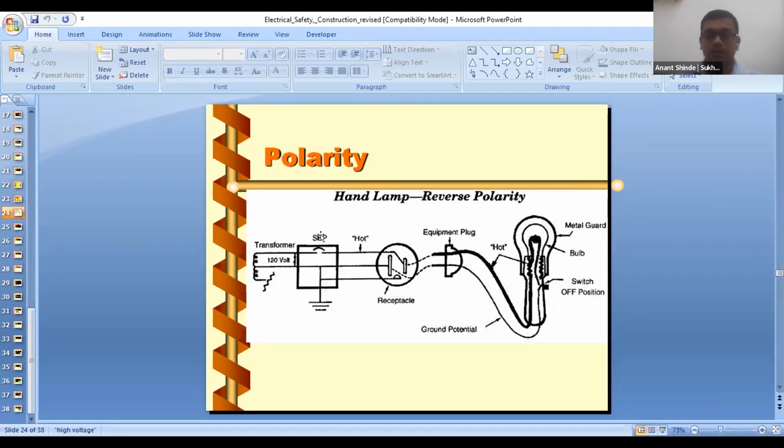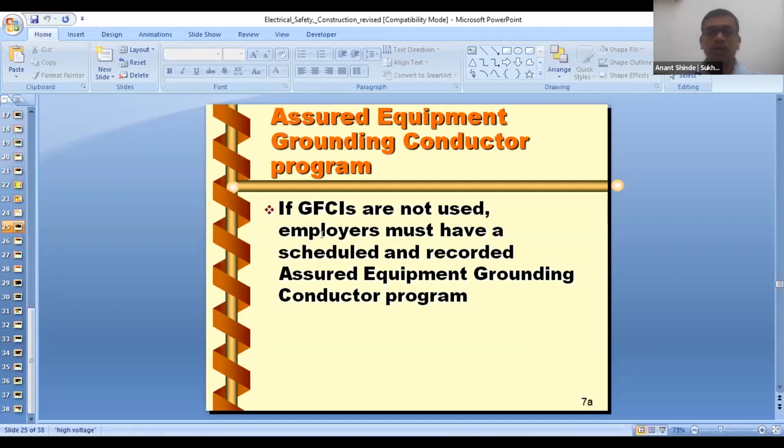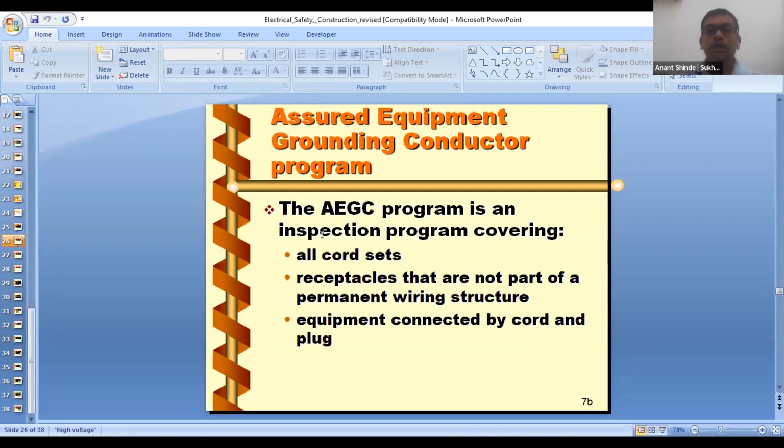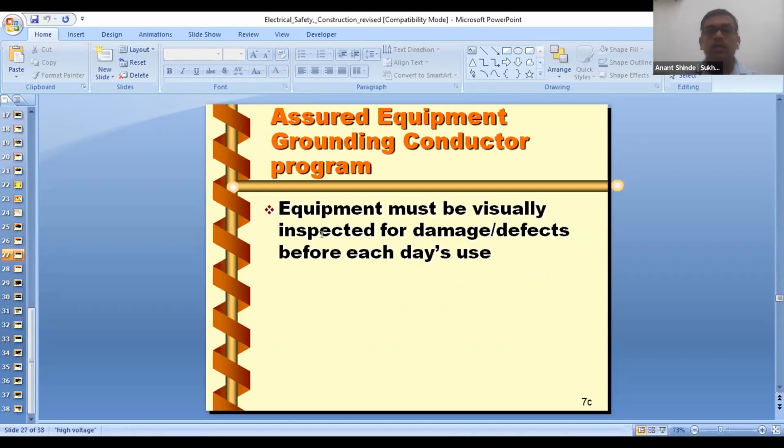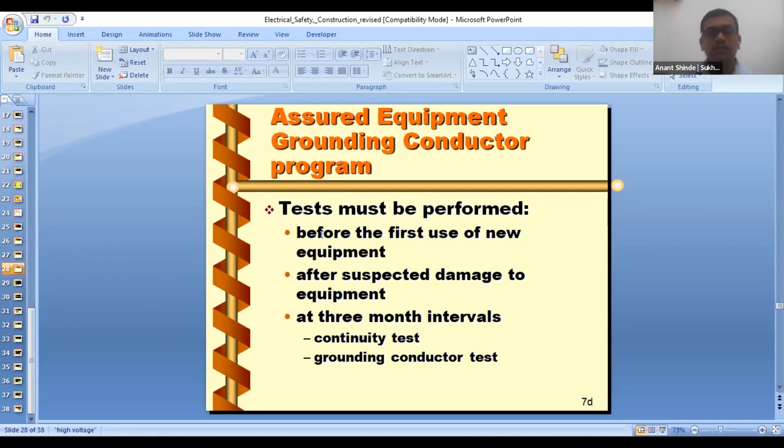As like our body. Assured equipment grounding conductor program. If GFCIs are not used, the employer must have a scheduled and recorded assured equipment grounding conductor program. It covers all cord sets and receptacles that are not part of the permanent wiring structure, and equipment connected by cord and plug. Third, the equipment must be visually inspected for damage or defects before each day of use. Second, tests must be performed before first use, on new equipment, after suspected damage to equipment, and at three-month intervals: continuity test and grounding conductor test.